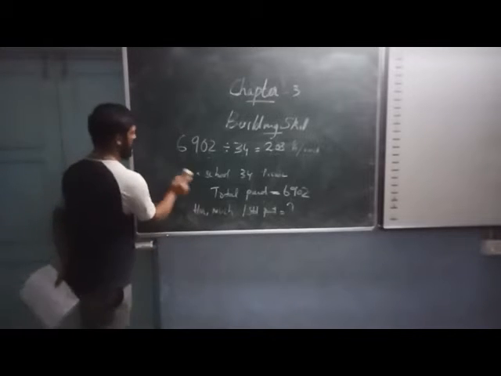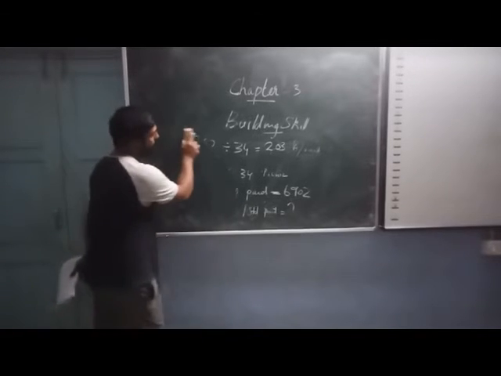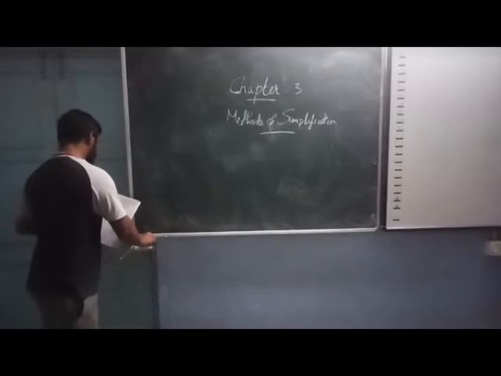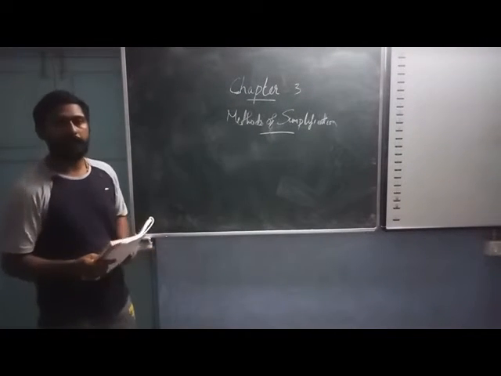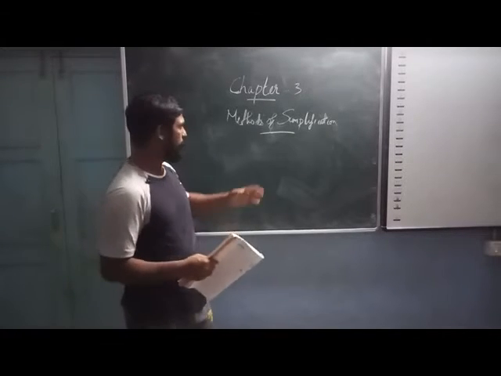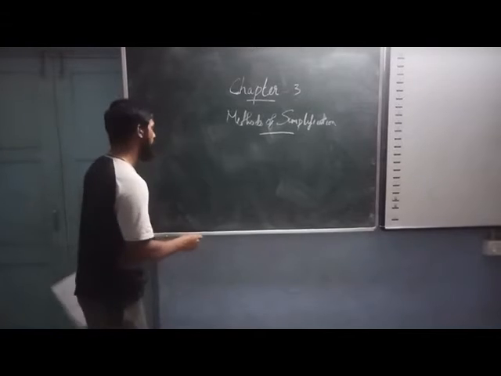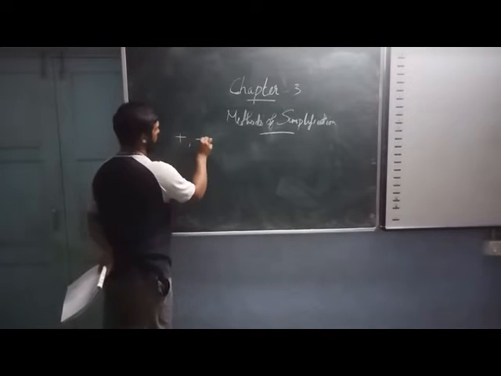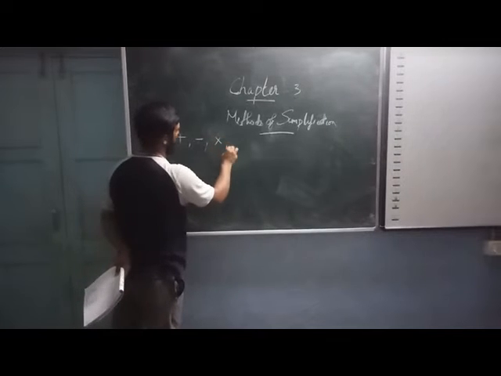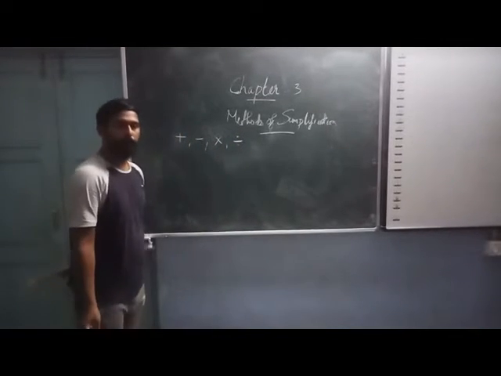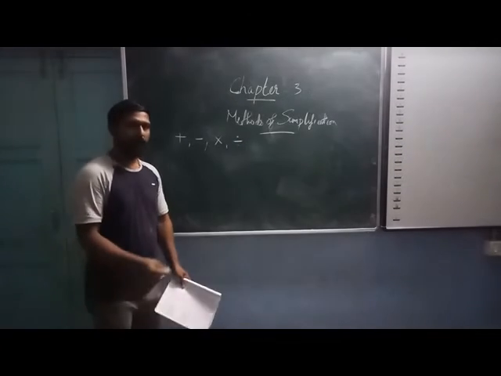So now let us see. Now we are going to a new topic. The name of the topic is method of simplification. We know that there are different types of operations. What are the basic operations we know? Addition, subtraction, multiplication and division. These are the basic four operations in mathematics.